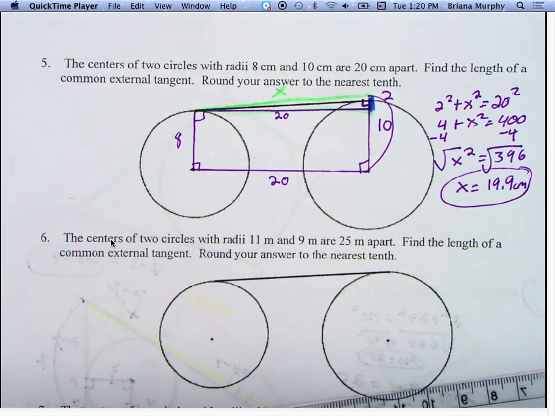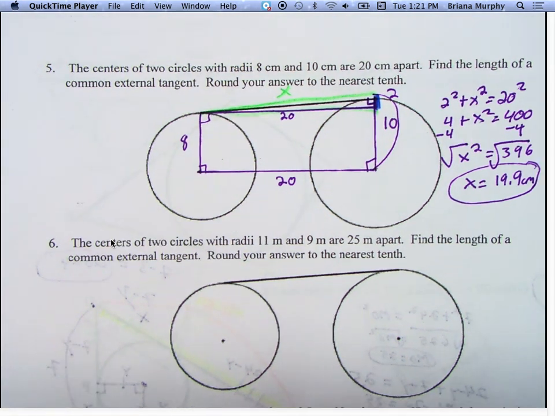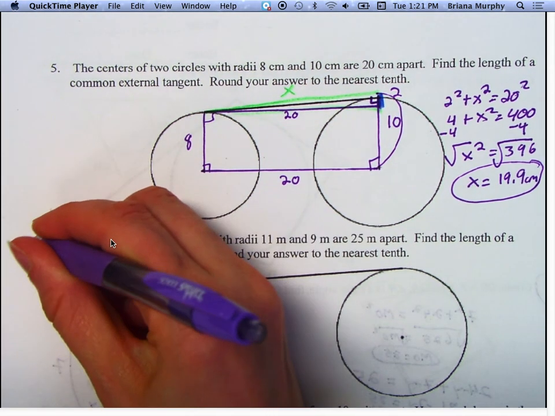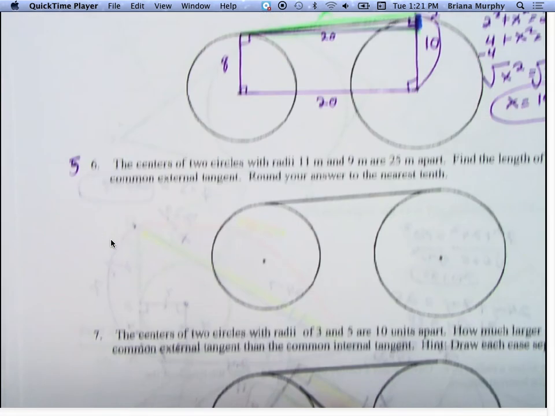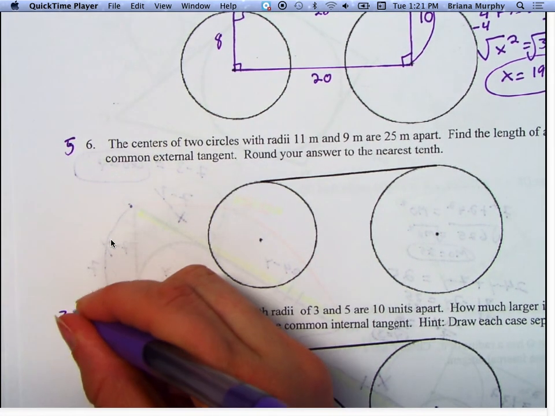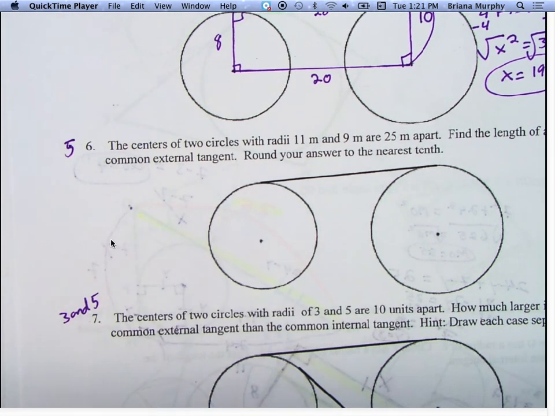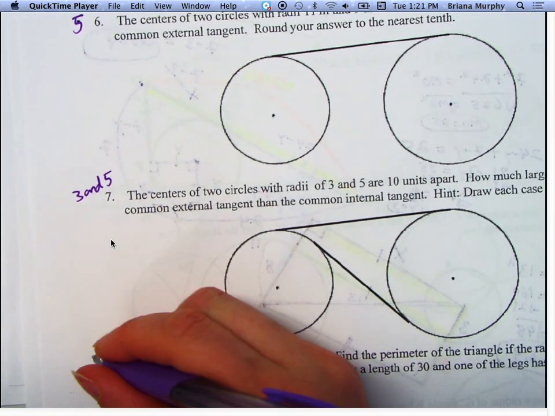Okay. 6 is just like 5. So I'm going to write next to each of these problems which problem they're like. Okay, so it's easier. 6 is like 5. 7, you're going to use example 3 and 5. You have to do it twice. Okay. 8, you're going to use 2.